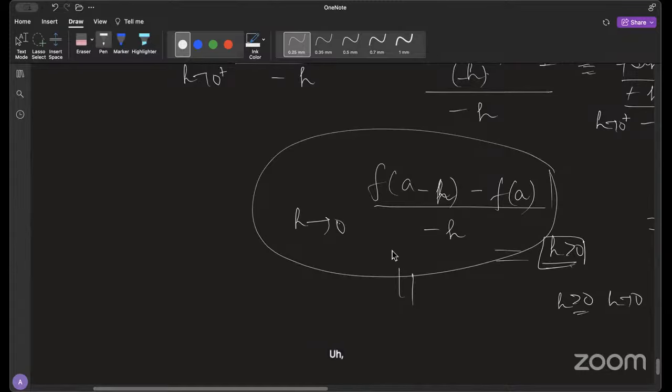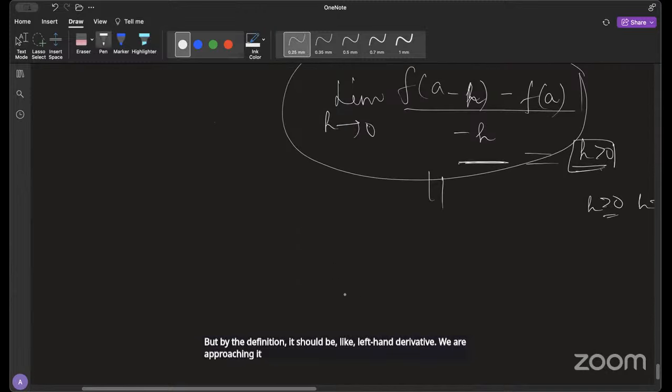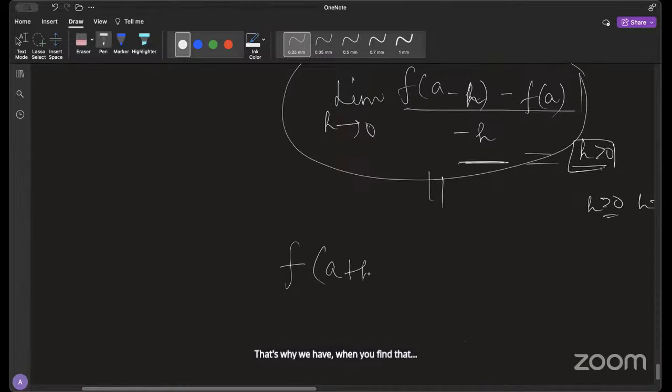The other one is also the same as this. This limit and the other one are the same thing. But because in the notes and everywhere, the ones that I took screenshots of, it uses this formula. But by the definition, it should be like left-hand derivative. We are approaching it from the left. That's why we have, when you find that your derivative is this.